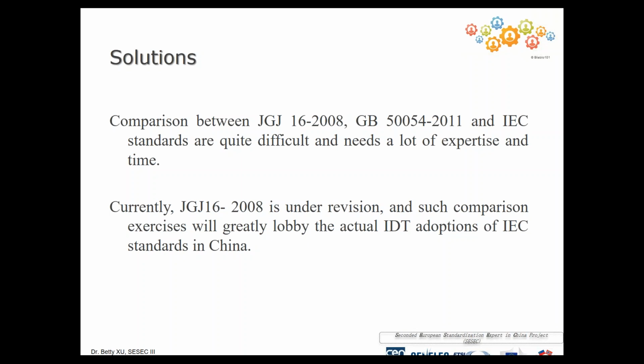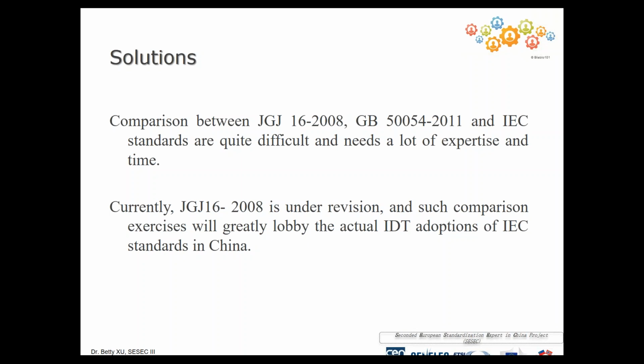So currently JGJ16 is under revision. Basically it is said it will be published in 2016, but until today I did not see the draft. But basically I think to make the comparison of IEC TC64 standards and China installation rules, and then find out which clauses or which parameters are different from IEC, and then lobby Chinese standard bodies to change that, is the best solution at this moment.